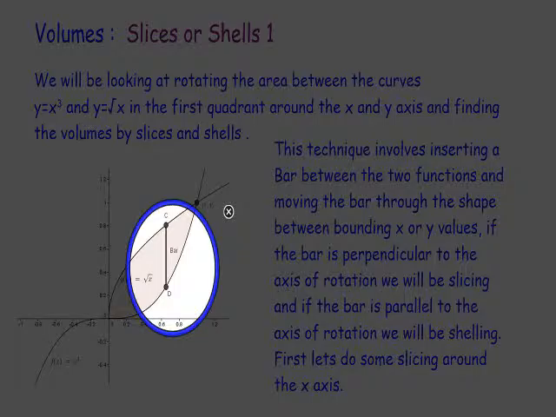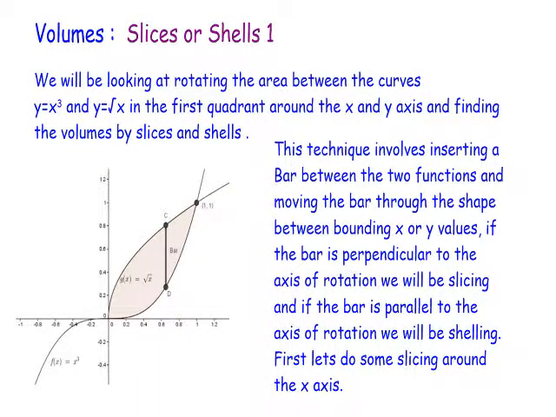First of all, we're going to move this bar throughout that shape, going from 0 up to 1. There's a point of intersection of those two curves at (1, 1). I'll just show you what I mean by that. Let's have a quick look.